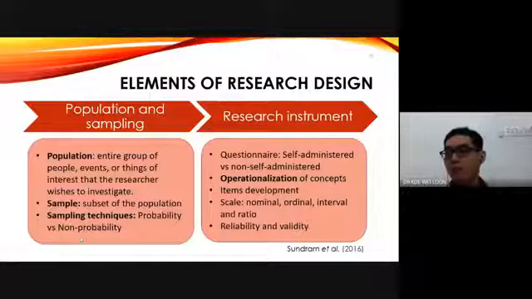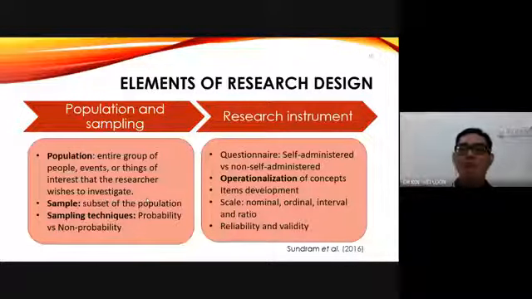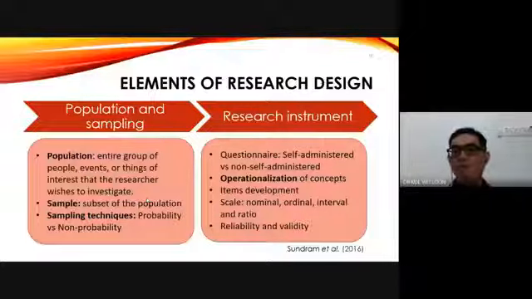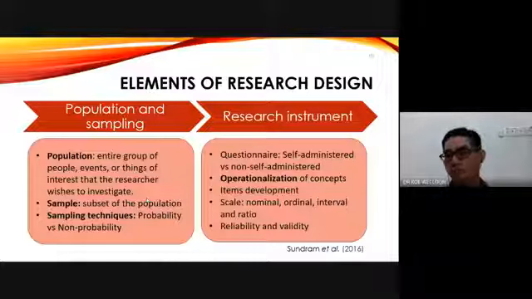This is very important, because if you select the wrong sampling technique, you might have errors in your data later. Your data might not be accurate if you have made a mistake in selecting your sampling technique. So what does it mean by population frame?